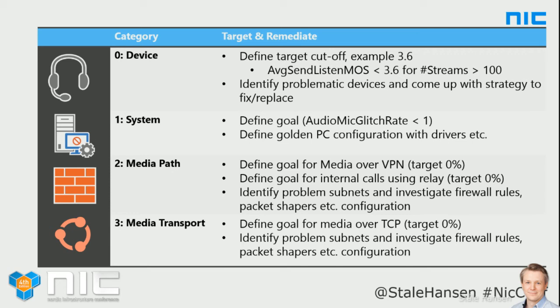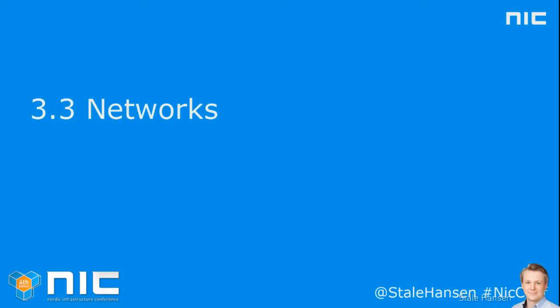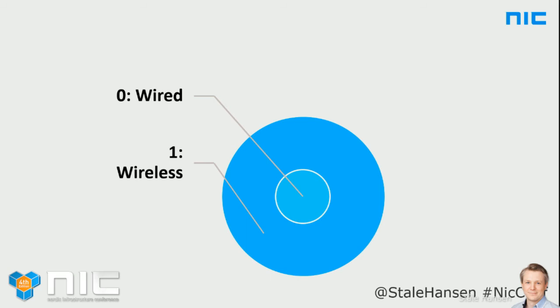Look if there are a lot of TCP streams, which should be 0. And identify problems with subnet. And as we saw in the Excel spreadsheet, it wasn't subnet that was the bottleneck here. And then you should look at the network. You should fix wired, and then wireless in the end.